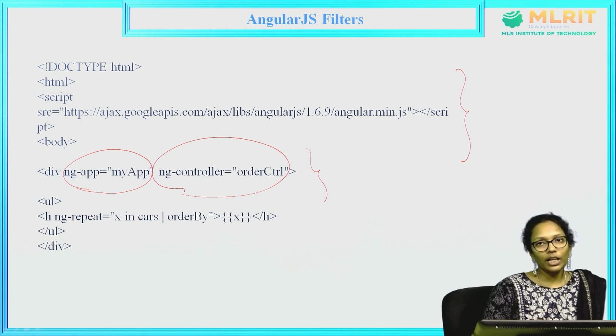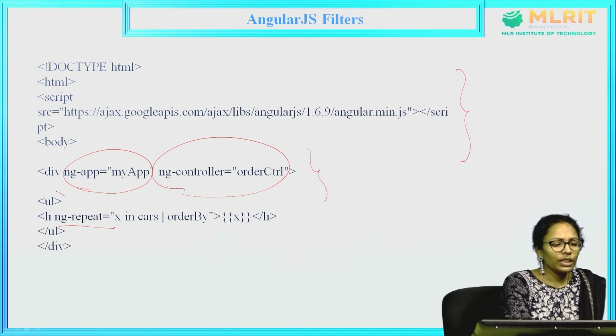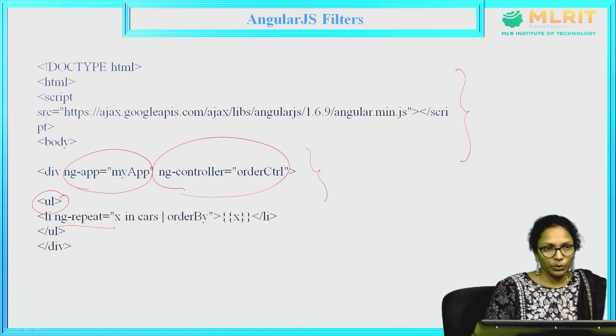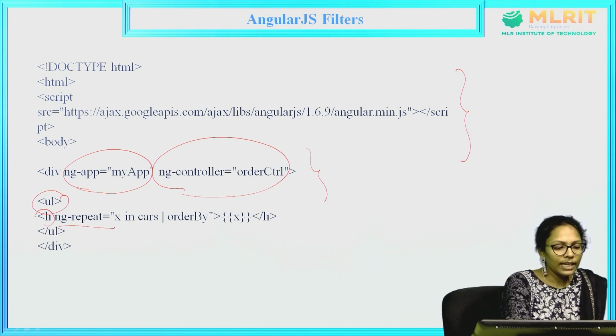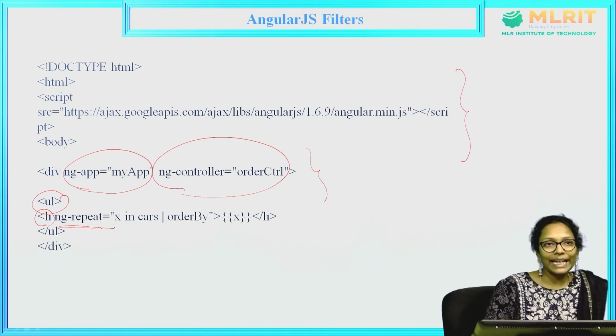So if you are using an array or repetitive things, of course we know we need to use ngRepeat. So here I am writing an unordered list, UL. So for this I am adding the list item using li. So how to repeat this? Using a directive called ngRepeat.